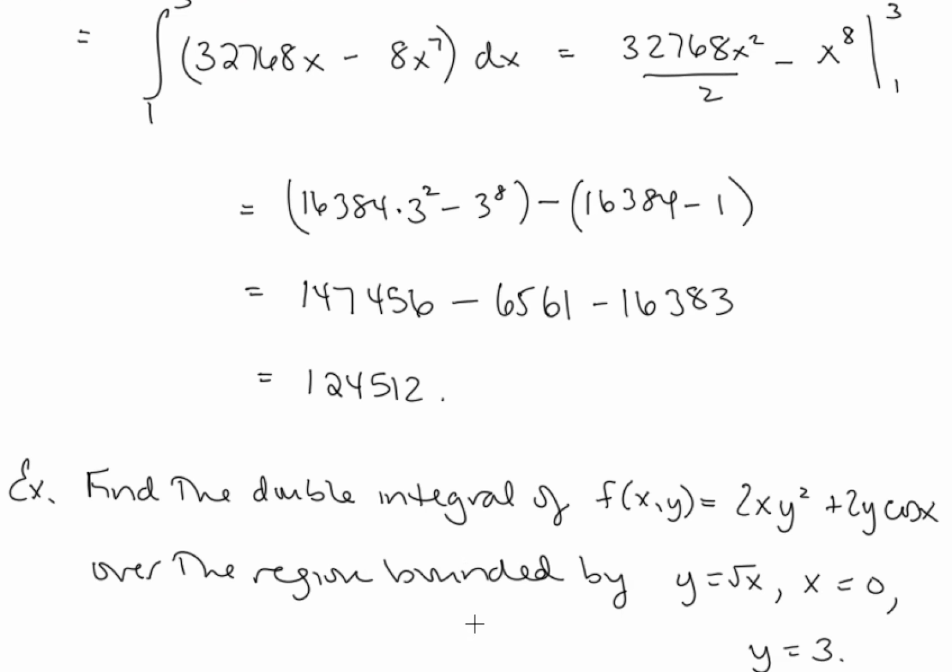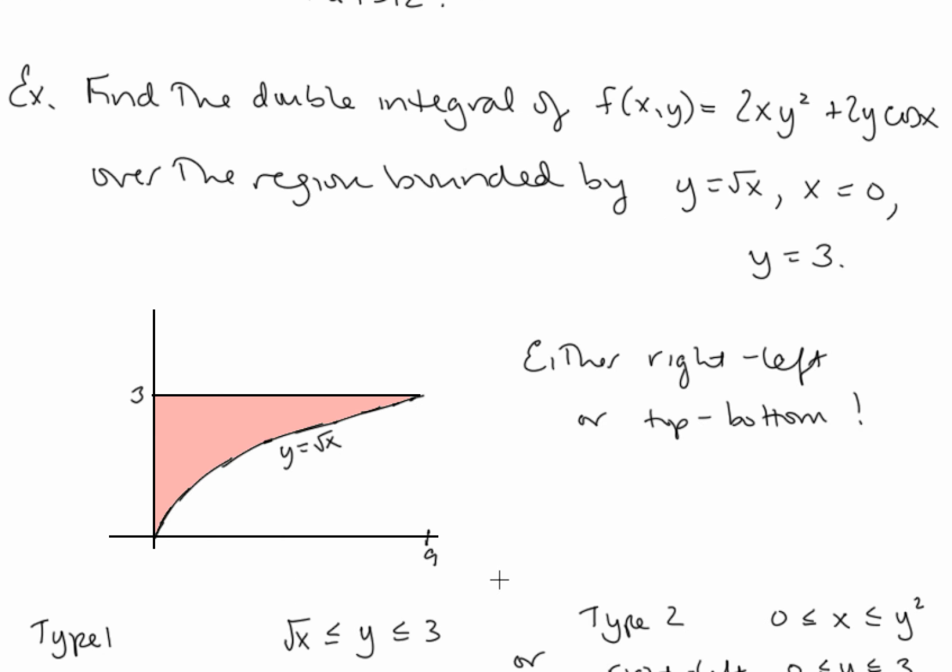Let's take a look at another example. Find the double integral of f of x y equals 2xy squared plus 2y cosine x over the region bounded by y equals radical x, x equals 0, and y equals 3. So the first thing I'm going to do is sketch my domain here. Y equals radical x, x equals 0, and y equals 3. So this shaded region is the domain over which we're integrating.